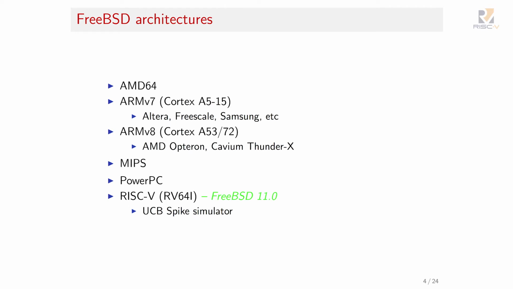We support modern architectures like AMD64, of course, and we're proud of our support of ARMv7 processors, with lots of implementations by Altera, Freescale, Samsung Exynos, Xilinx, and lots of other companies. Last year, we added support for ARMv8 processors with an implementation by AMD. So AMD servers based on the ARMv8 architecture can now be powered by FreeBSD. We support 32 and 64-bit MIPS and PowerPC as well, and we're now adding support for RISC-V. It will appear in the next release, FreeBSD 11.